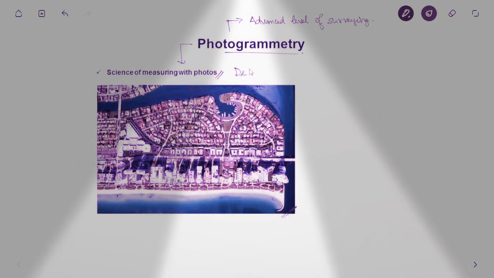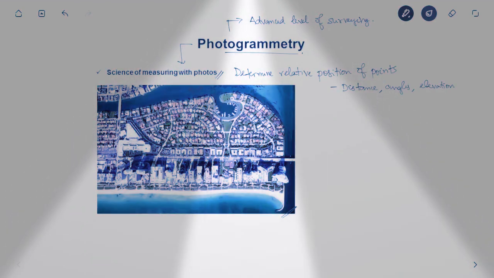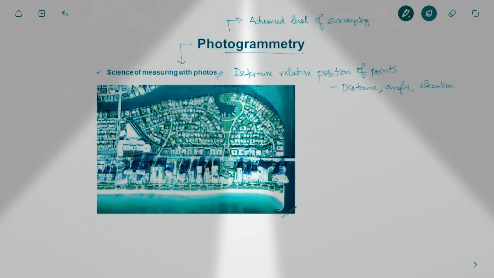So photogrammetry is nothing but the science of measuring with photos so that you can determine the relative position of points. Same as surveying, here also in the end you determine the relative position of points. So the advantage here is that without even setting foot on the ground, you can find out the distances. So that is the main advantage here. So in case of difficult terrains, for those conditions, this will be very helpful.